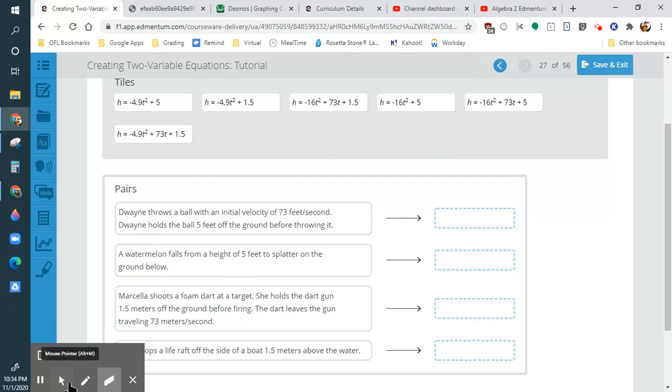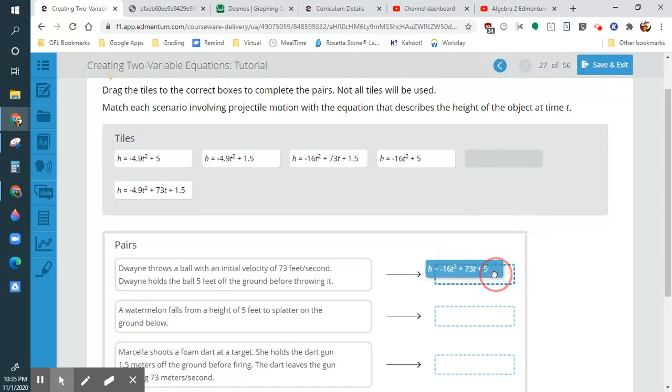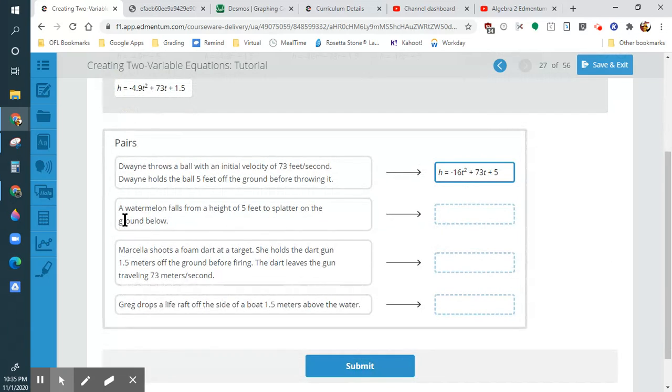So we're hitting the ball. He's throwing the ball up. So this is the initial velocity. So we're looking for something at 72. How high off the ground is he? 5 feet. So we're looking at this one. He's 5 feet off the ground with that velocity. Let's take a look at this.